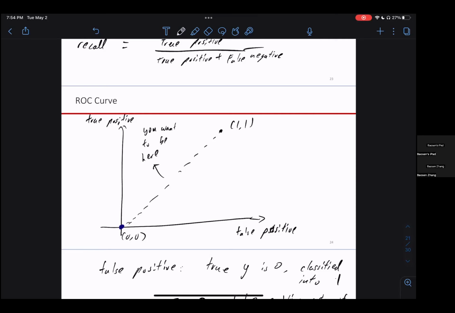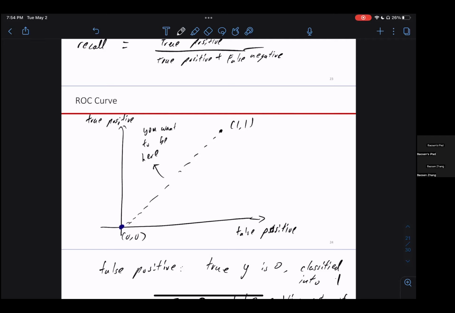So you want to do better than this line. Again, the more towards this direction, the better the algorithm. You want false positive to be very small and true positive to be very large. So you're trying to go to this corner. You can at least get to this 45-degree line by doing very dumb things, so your classifier should do better than this 45-degree line. I should go in this direction.